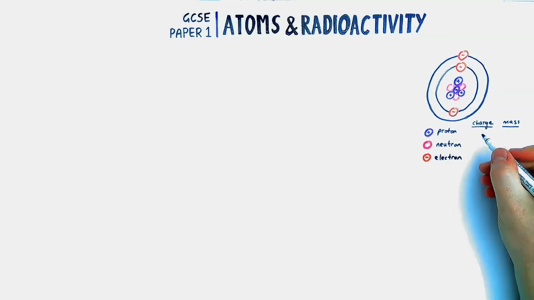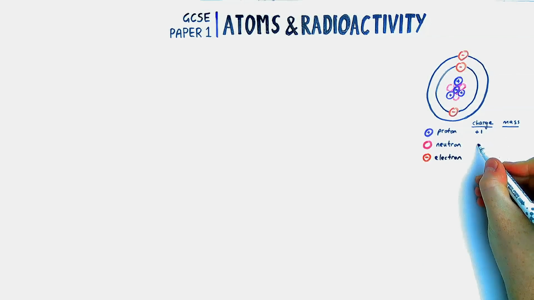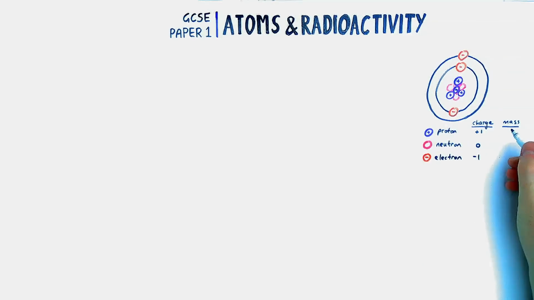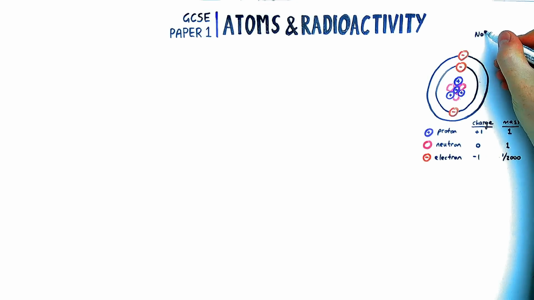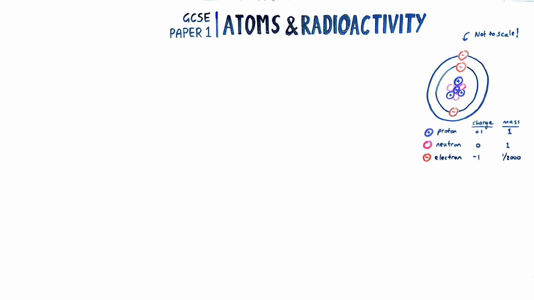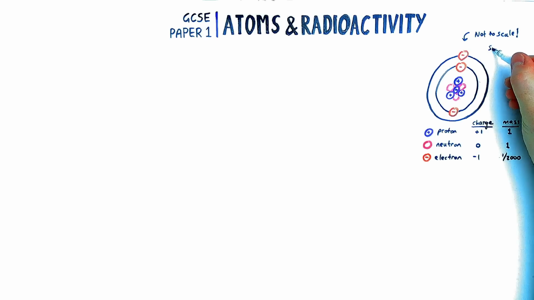To understand radioactivity, we need to understand atoms. So we should all be fairly familiar with a diagram like this, which shows us a model of the atom. We've got protons with a positive 1 charge and a mass of 1, neutrons with a neutral charge of 0 and a mass of 1, and electrons have a negative charge and a relative mass compared to the other two of 1 over 2000. Now it's important to note this diagram is very much not to scale.